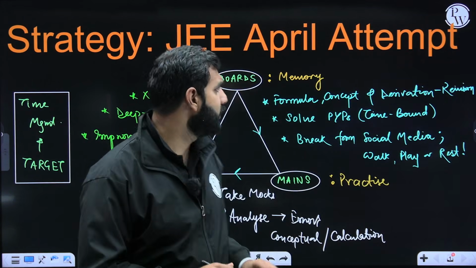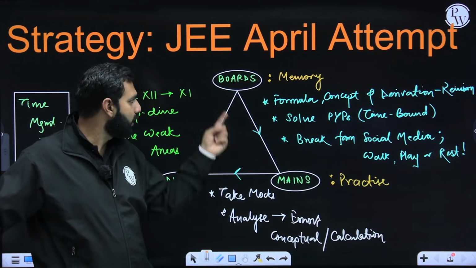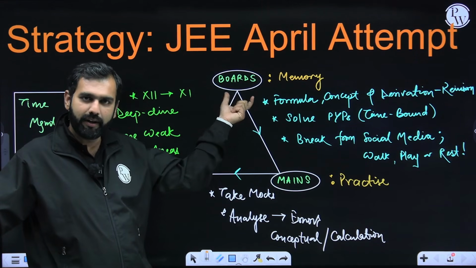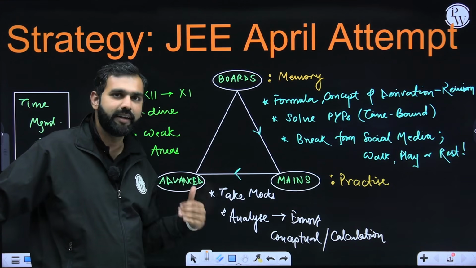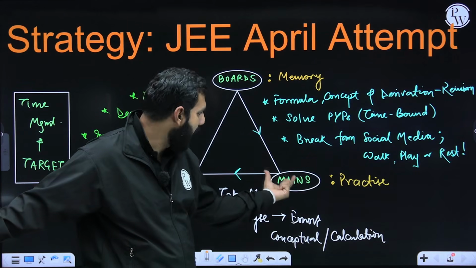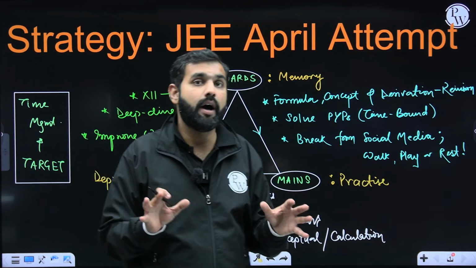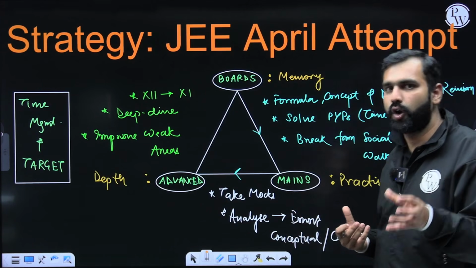If I could begin with the first part, of course, you could be either a dropper or a 12th student. So if you are a 12th student, boards should be your priority. And if you are a dropper, you will be straight away preparing for the next attempt and then for the advanced, of course. So the approximately 60 days left for the April attempt, let's work it out. How can you prepare? This is simply an advice which you can or should or must follow.